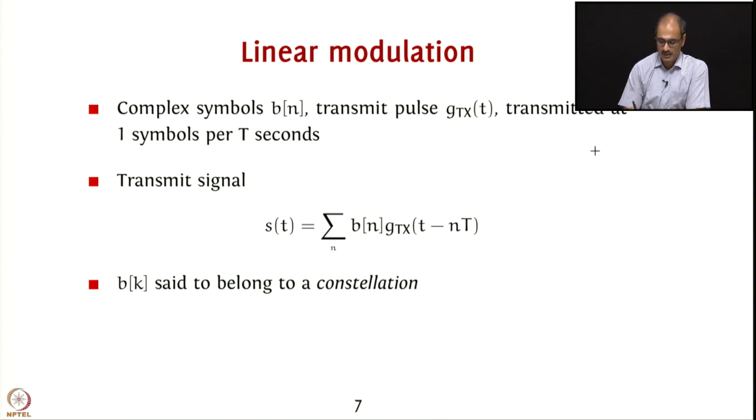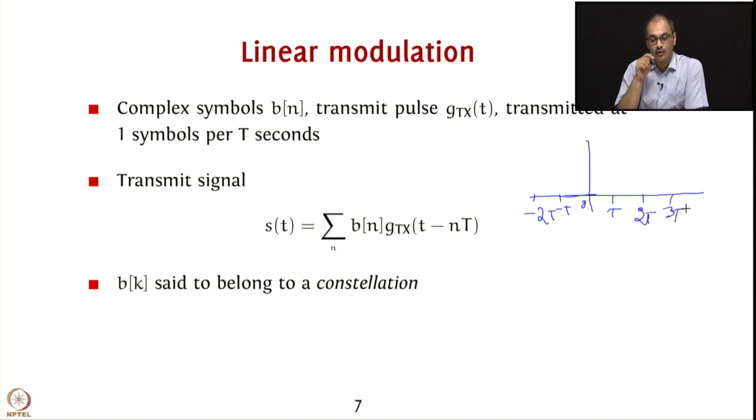What is the way to visualize this? Let's say that you have this minus 2t, minus t, 0, t, 2t, 3t, and so on. How have you chosen t? You have chosen t so that you satisfy the constraint given by the modulation degrees of freedom. That is, in general, your t should be greater than or equal to 1 upon w.